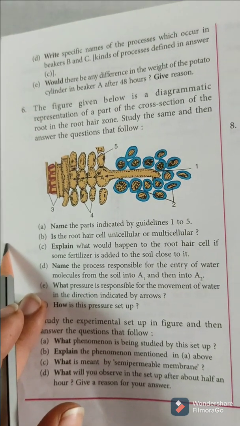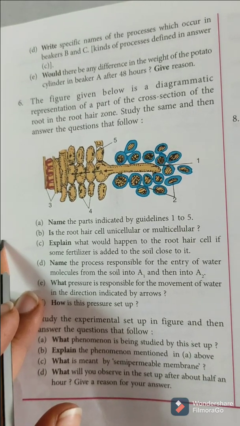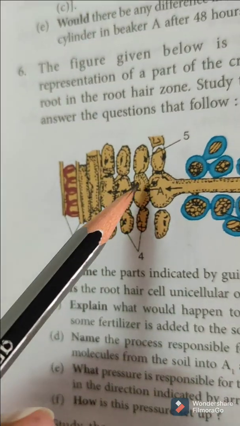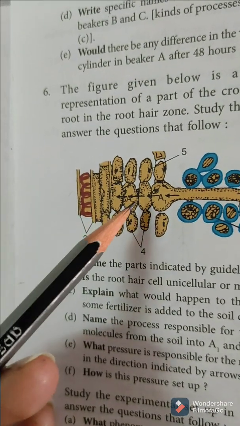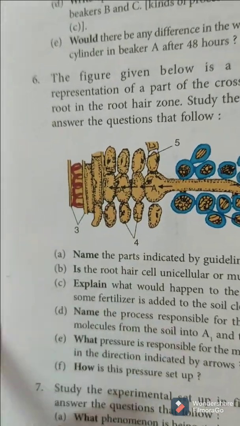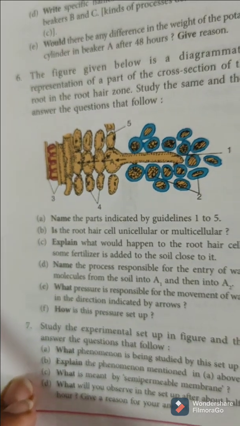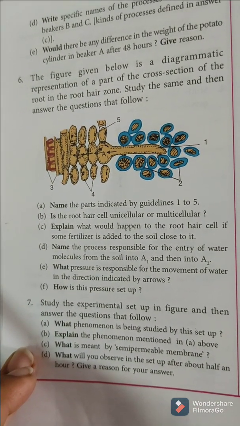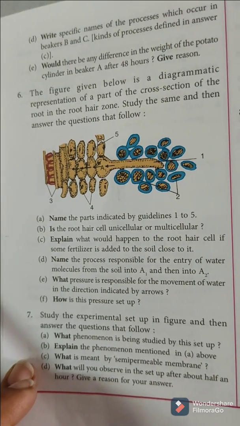Name the process responsible for the entry of water from cell A1 to A2. You can see here A1, right? And then you have A2. So which process is helping it? Osmosis is there. Which pressure is responsible for this movement? That is root pressure. And how is this pressure set up? You have to explain root pressure here.